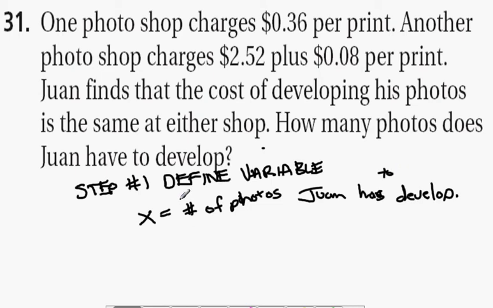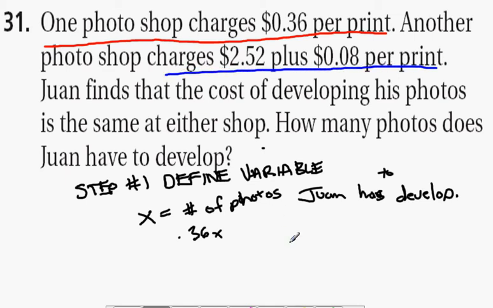So on the one hand, shop number one, right here, we'll label this one. Shop number one charges 36 cents per print. So here I have 0.36 times x. Then the other shop charges $2.52 plus 8 cents per print. So over here I have 0.08x plus $2.52.